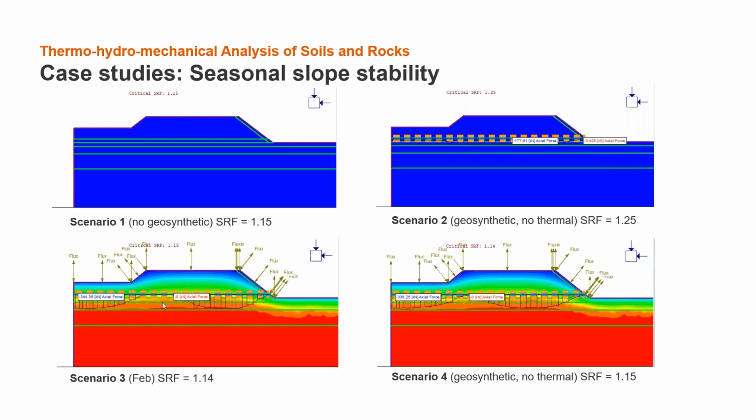And because the geotextile was snapped, it no longer contributes to the stability of the slope in the summer as well. And you can see that the SRF value here is exactly the same as the SRF value here, in the case that you have no geosynthetic. It's quite interesting.